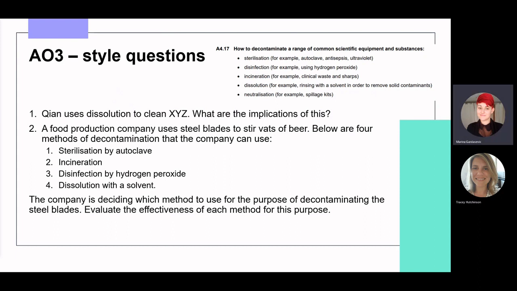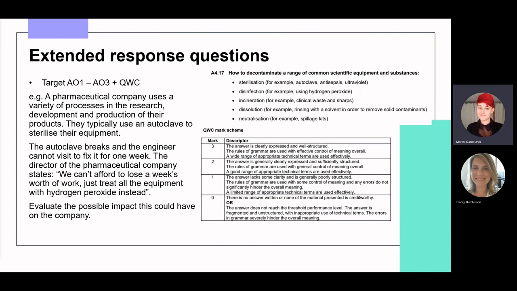We additionally have extended response questions. Now, these are those high mark questions that target all 3 assessment objectives, but also carry marks for quality of written communication. So we can see an example here from the quality of written communication from the mark scheme and those different band points. And again, getting your students to understand where these marks come from and how they can demonstrate them can be really helpful with preparing them for their assessments.